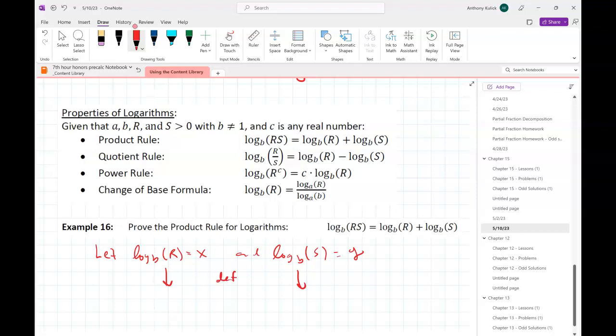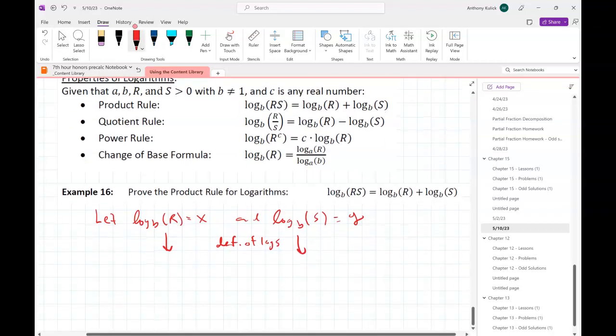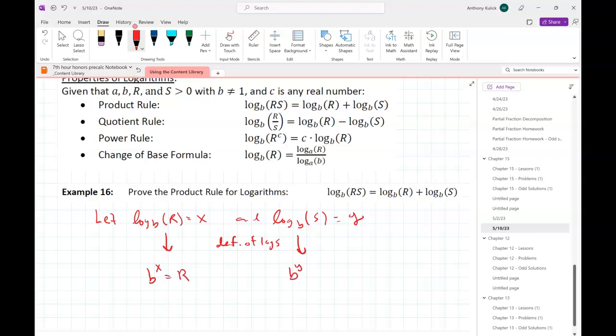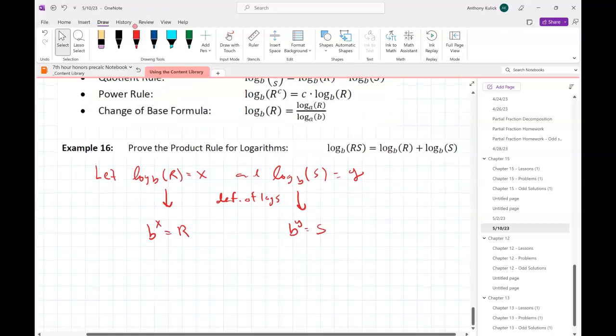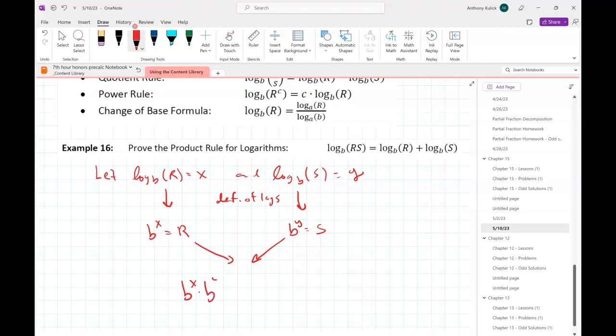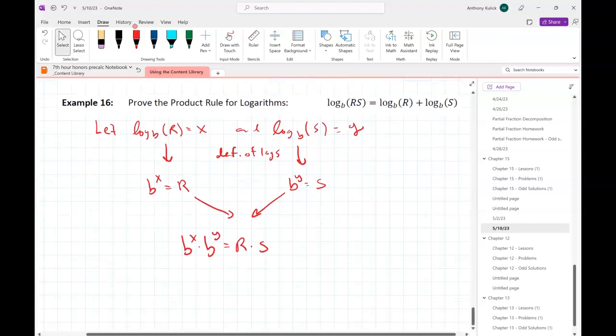Then I'm just going to use the definition of a logarithm to rewrite that as b to the x is equal to r, and then b to the y is equal to s. Everybody's good there? I'm then going to just multiply these two equations together. So I get the left-hand sides multiplied together equal the right-hand sides multiplied together.